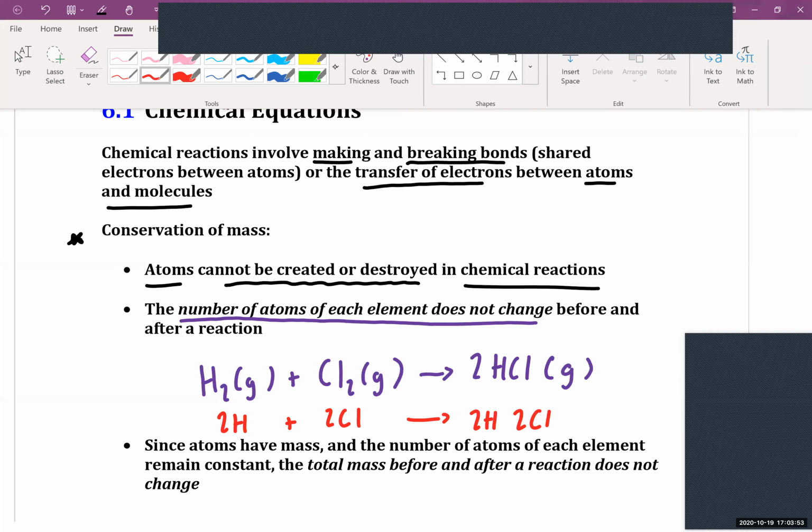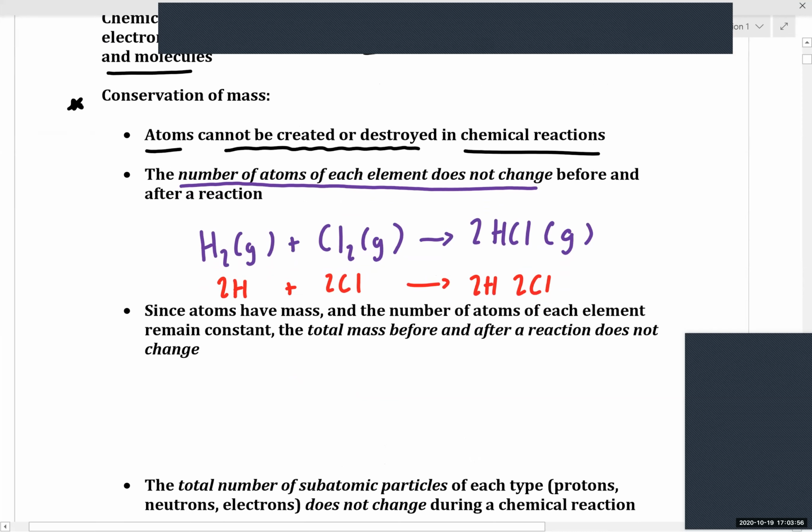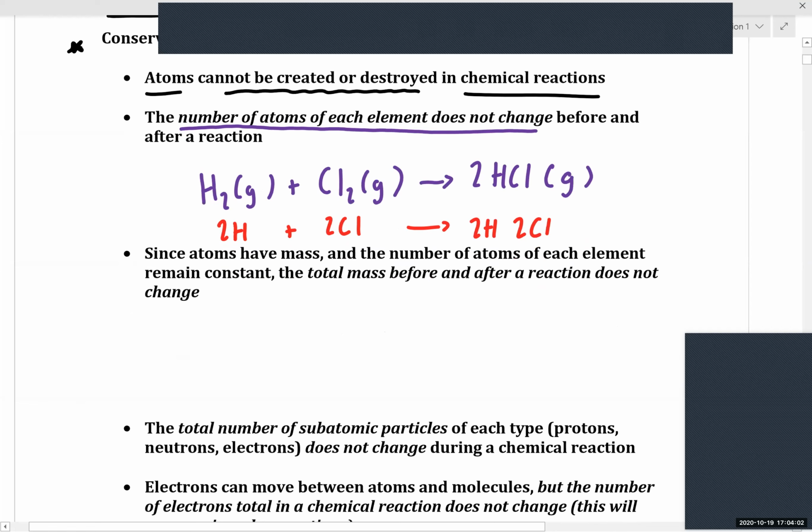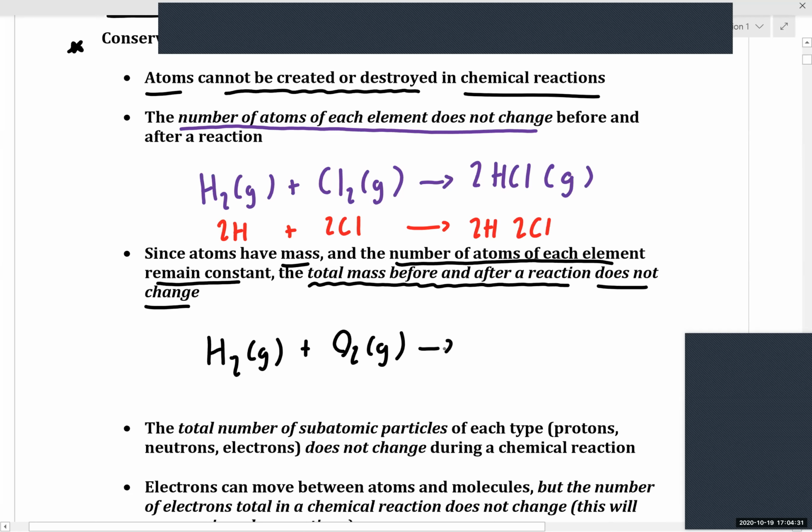Now, this has really important ramifications that we've utilized actually in our discussion of mass mole conversions. Well, since atoms have mass, right, and the number of atoms of each element remains constant, the total mass before and after a reaction does not change. So one of the examples of this is if we take hydrogen gas and we react it with oxygen gas, we can make hydrogen peroxide.